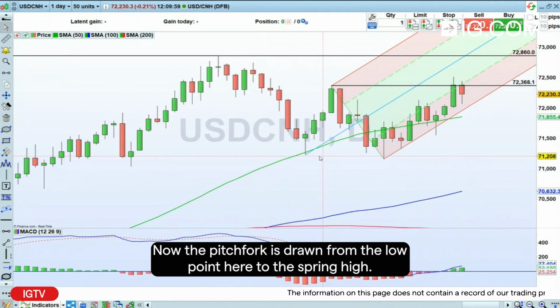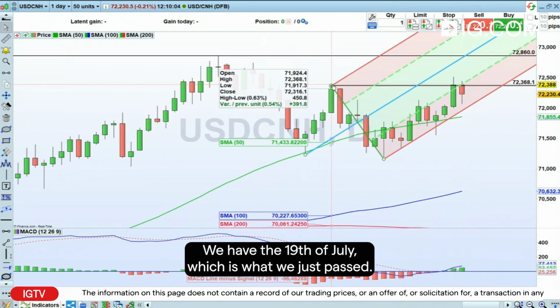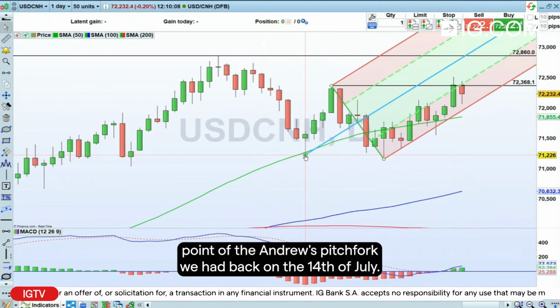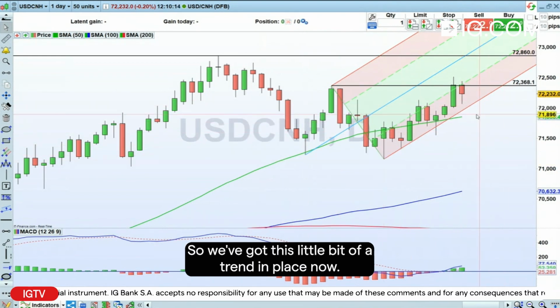The candle high that we had took us up to levels not seen since the 7th of July. Now, the Andrews pitchfork is drawn from the low point here to the swing high we had on the 19th of July, which is what we've just passed, and the low point down here, which is lower than the lowest point of the Andrews pitchfork we had back on the 14th of July. So we've got this little bit of a trend in place.